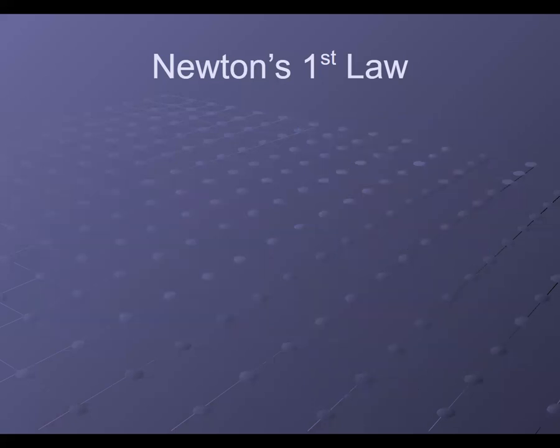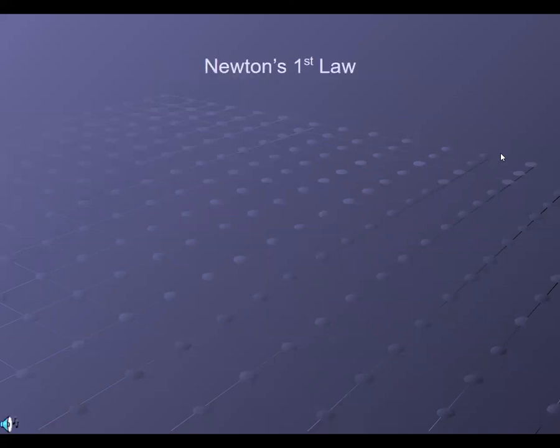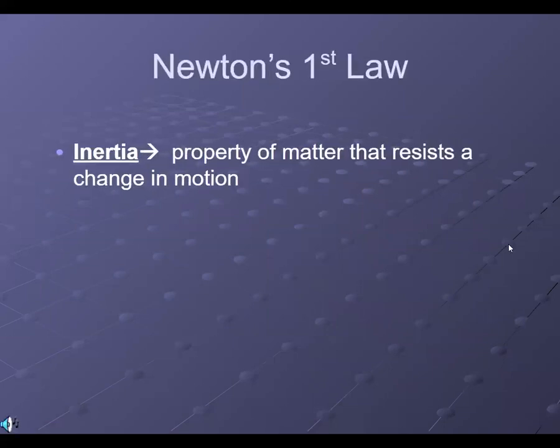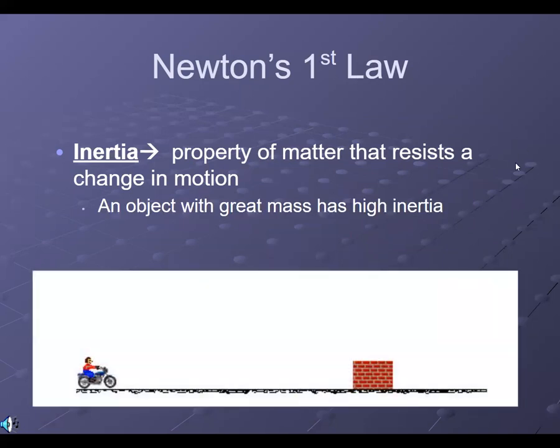So where can we see Newton's first law of motion in practice? Well, this is sometimes called the property of inertia. Inertia is a property of matter that causes it to resist changes in motion. Now, what affects how much inertia an object has? Well, an object with a greater mass has a higher inertia. It's going to take more force to move that object.